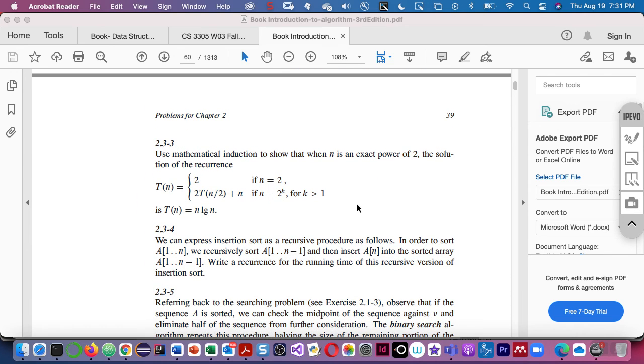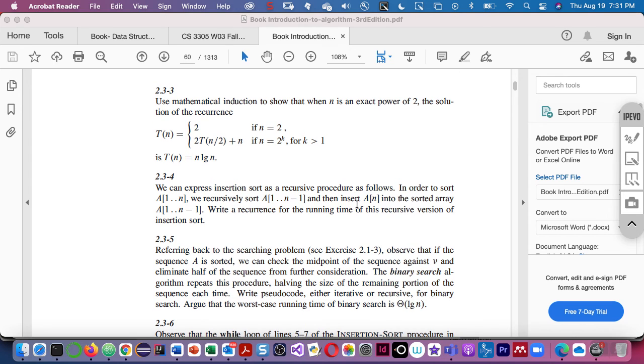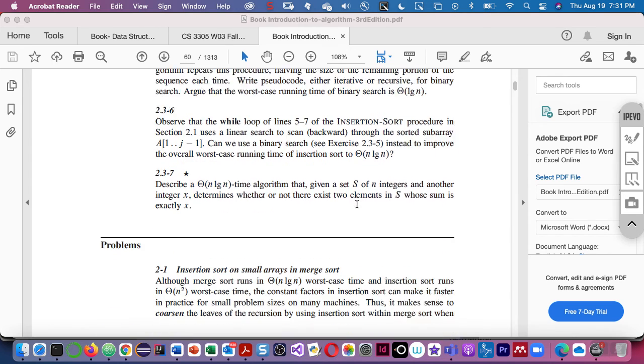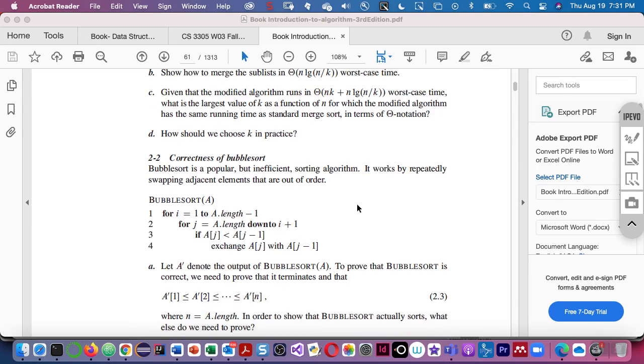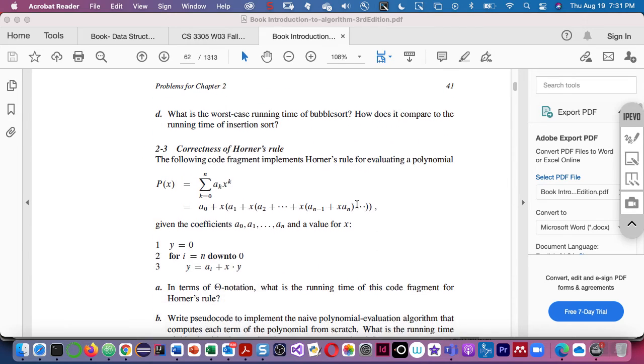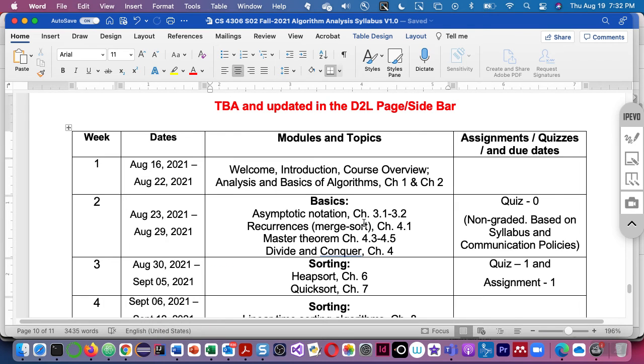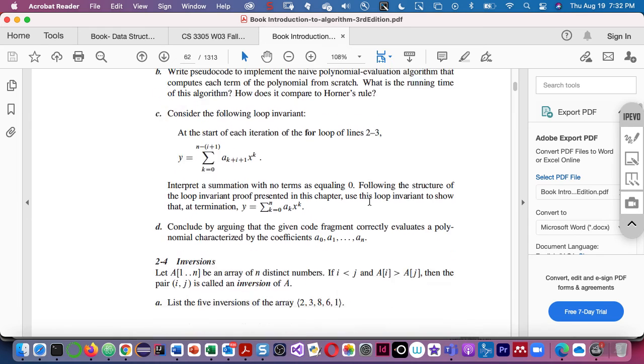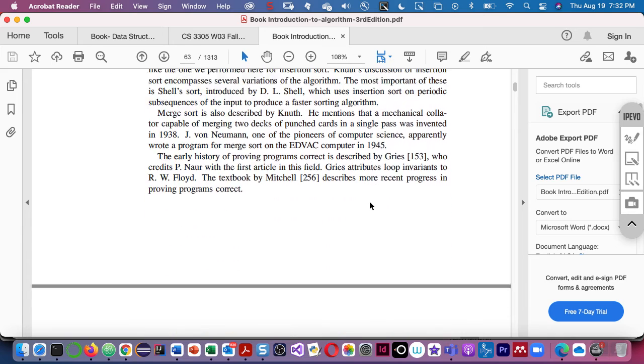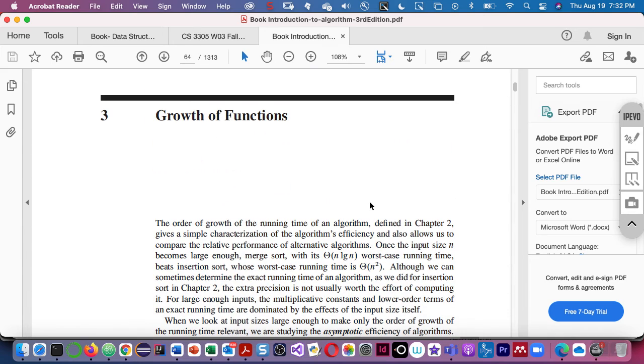So later we will see the master theorem in our next lecture next week. Yes, next week we will learn the master theorem, and we will come back to the divide and conquer method again. We will learn more about how to analyze an algorithm. So this is the end of this chapter.